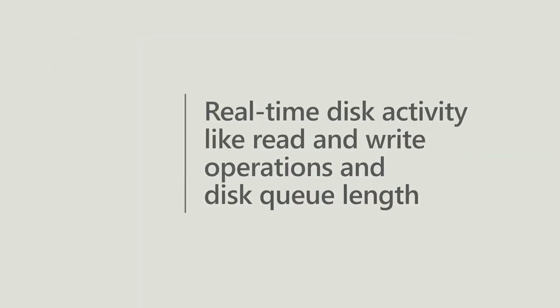Fourth is the Disk tab, which shows real-time disk activity. This includes read and write operations, disk queue length, and which processes are accessing the disk. It's useful for identifying disk bottlenecks and processes causing high disk input-output.